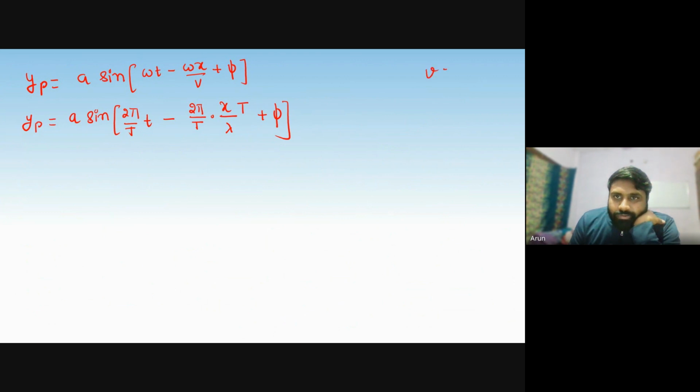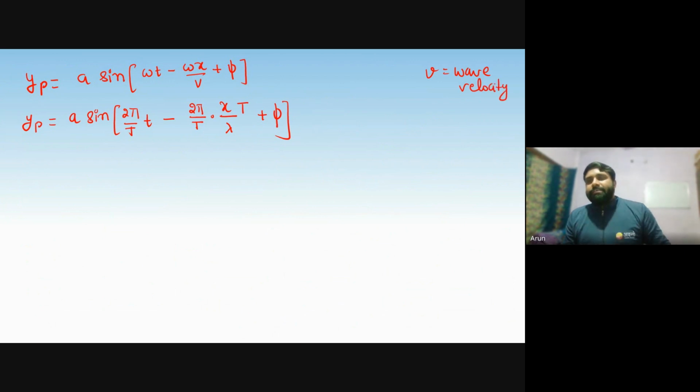because v is the wave velocity or speed. Wave velocity or speed is defined as the time that it has taken to complete one wavelength, or one oscillation. One oscillation automatically you can relate with wavelength. So how much time will it take to complete one oscillation? The time period, capital T. And in one oscillation, how much distance has it traveled? It is wavelength. So lambda by T. Now this T and T will cancel out. So what do you have?